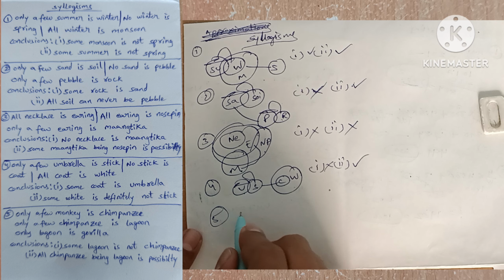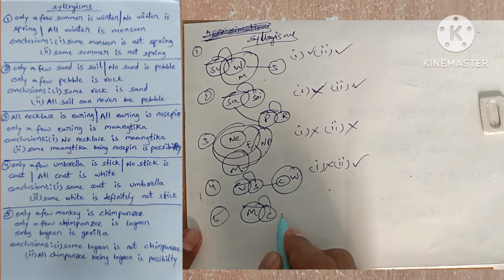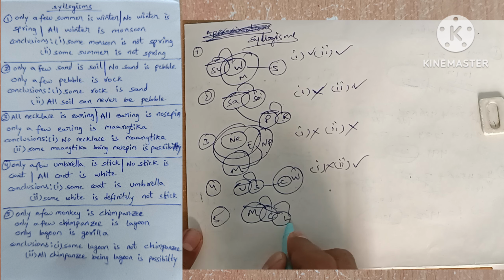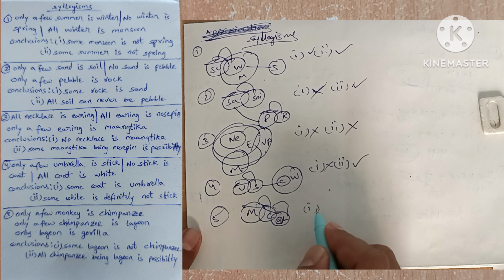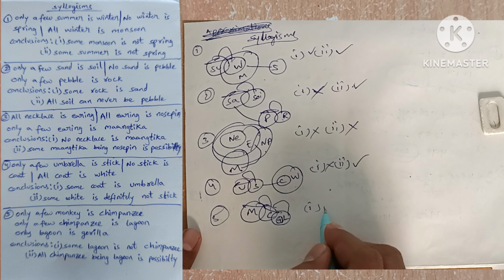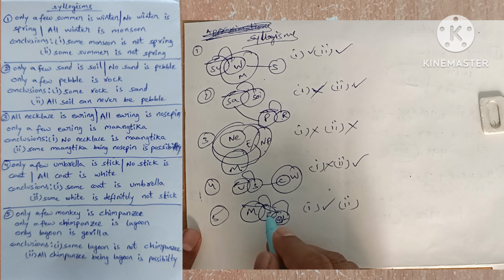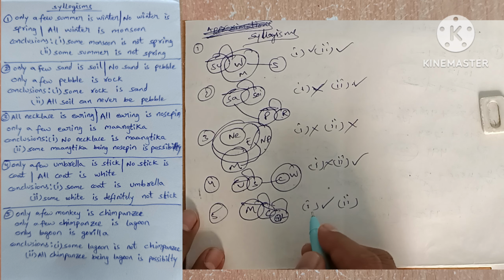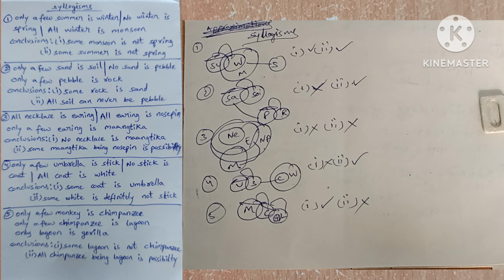Fifth one. Only a few monkey is chimpanzee. Only few chimpanzee is lagoon. Only lagoon is gorilla. Gorilla doesn't share with anything. Conclusion 1: Some lagoon is not chimpanzee. True. Conclusion 2: All chimpanzee being lagoon is a possibility. All chimpanzee being lagoon is not possible. So only one is true here.